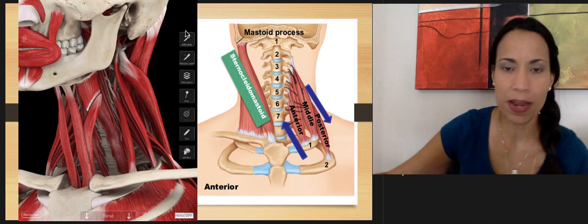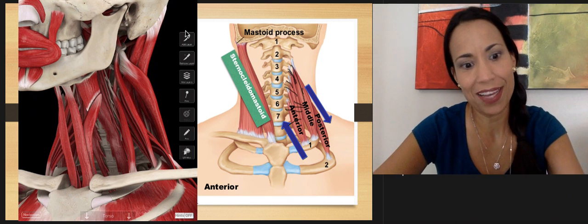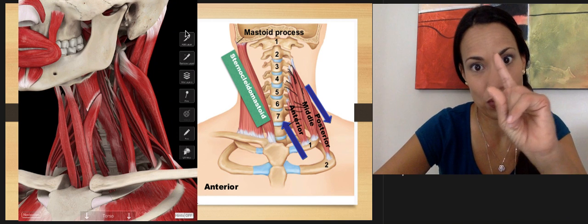Let's describe now the muscles of the back. Actually, in here is just one, I promise.